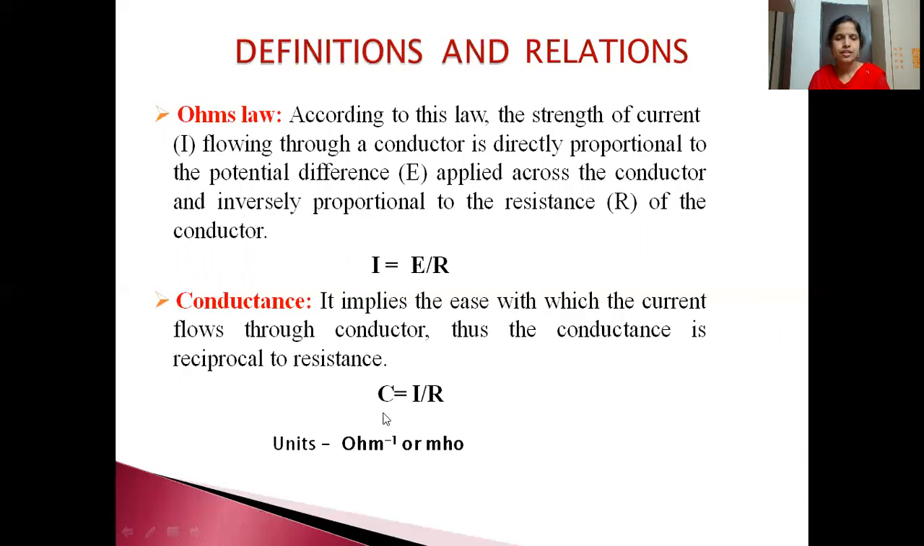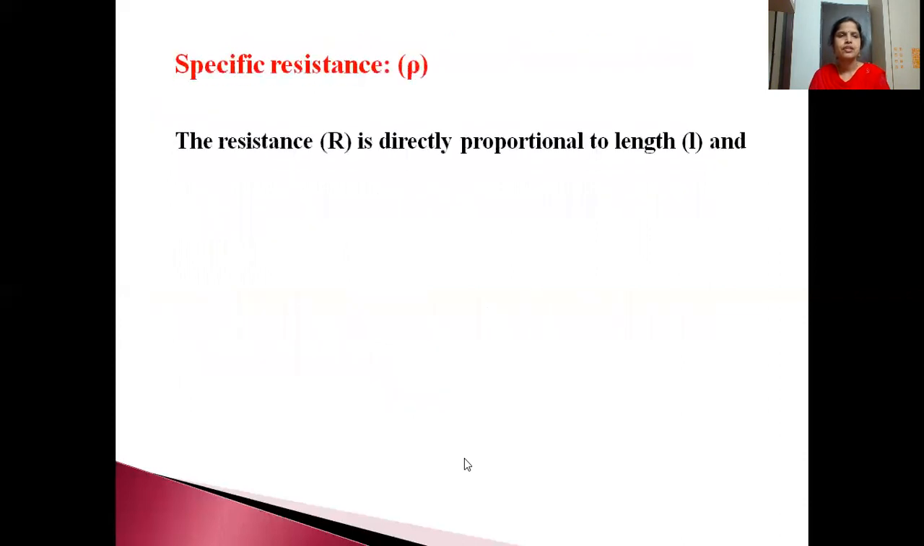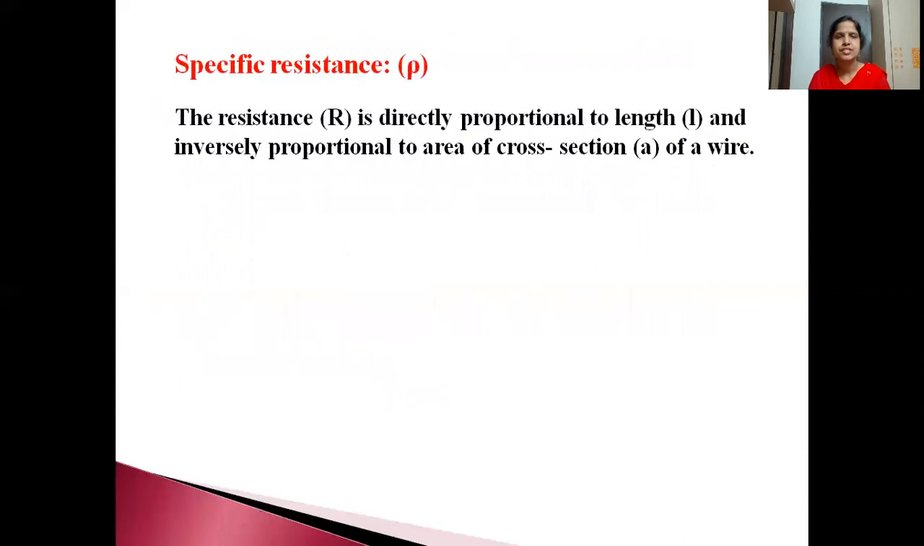Now when we are discussing C, that is the conductance, it is 1 by R. That means ohm inverse, or we can also write it as mho. Then the other term is specific resistance, that is rho. Now what is specific resistance? So that we'll see in the derivation part.